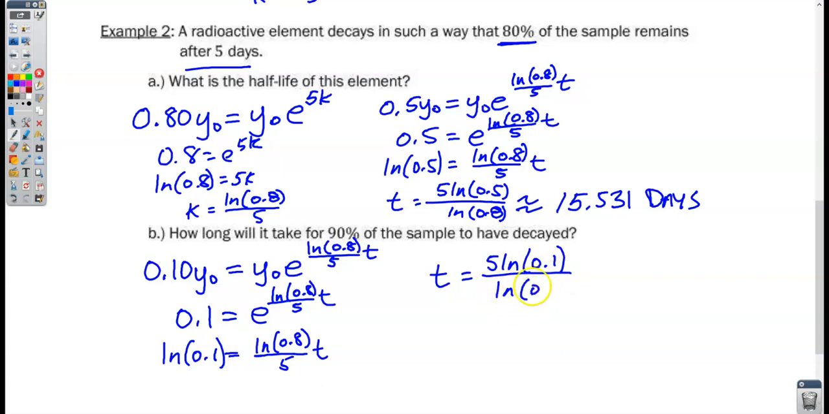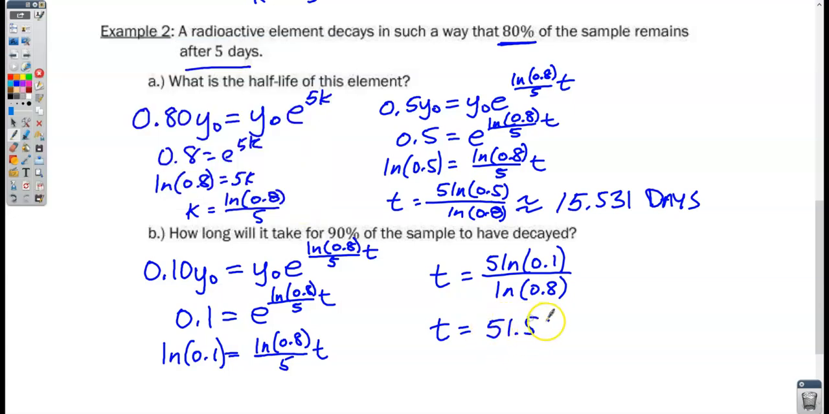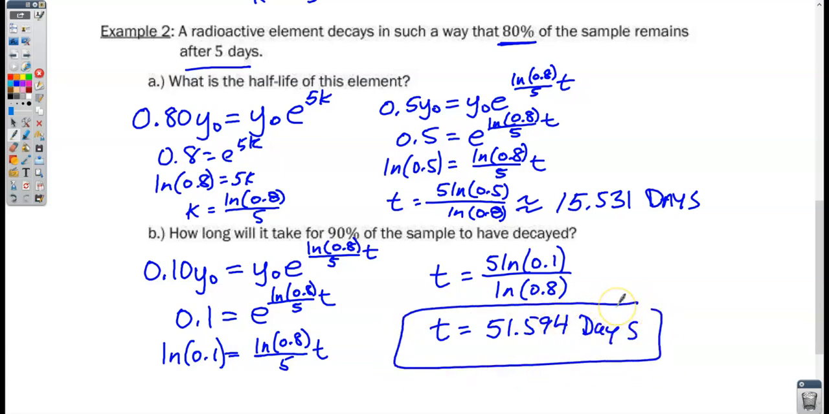Notice how I do all the algebra and then I just punch it up at the end. You're much better off this way. It's better for you to do it this way than to calculate values for natural log of 0.1 and natural log of 0.8 along the way. Just get what t is equal to and then do one calculation in the end. 5 times the natural log of 0.1 over the natural log of 0.8. And we get 51.594 days. And that's how long it took for 90% of the sample to have decayed.